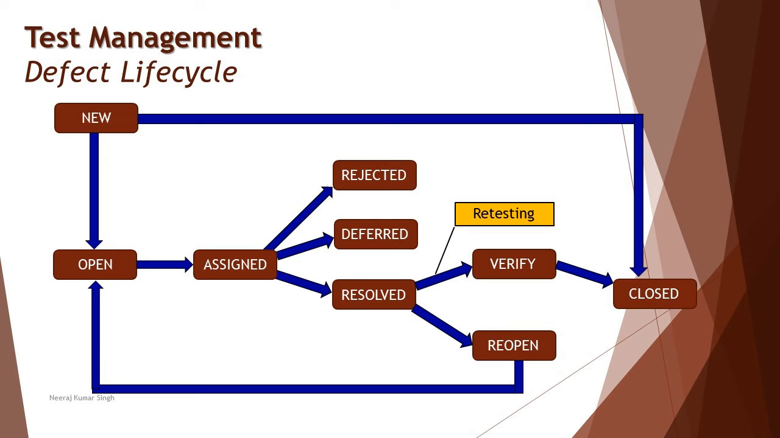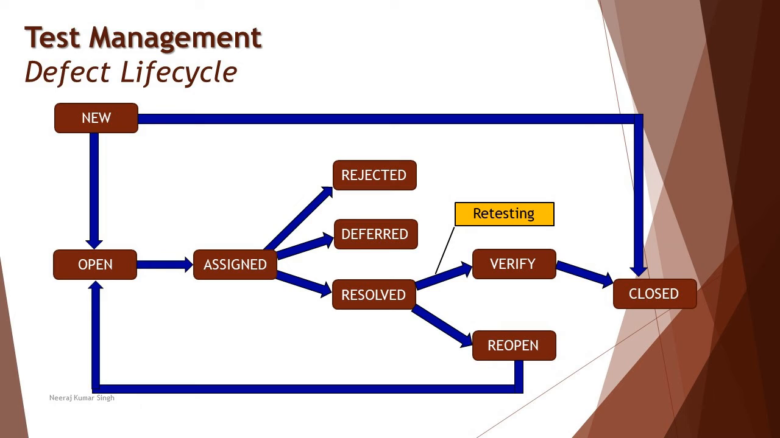Now, once assigned, a developer has different options to respond on any of the defects which you report to them. These are the options: resolved, deferred, or rejected, or maybe more. Resolved is a status of a defect when the developer says, I have fixed the issue, you're good to go ahead and retest it.